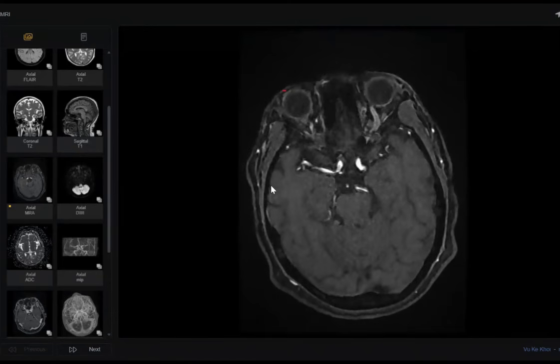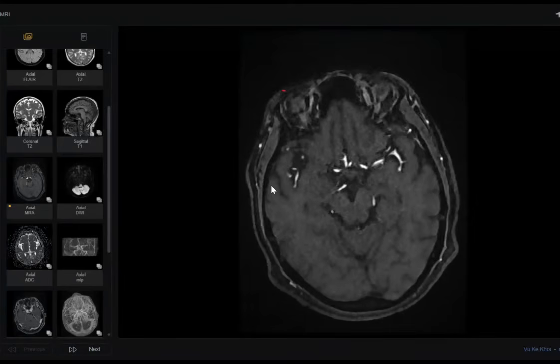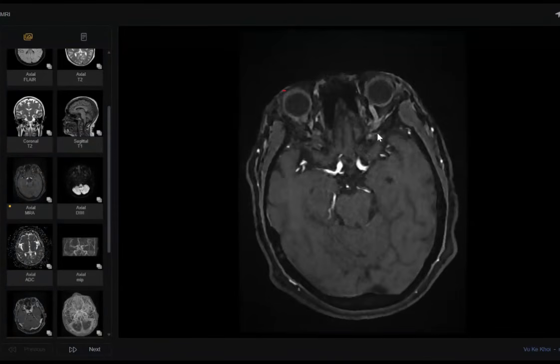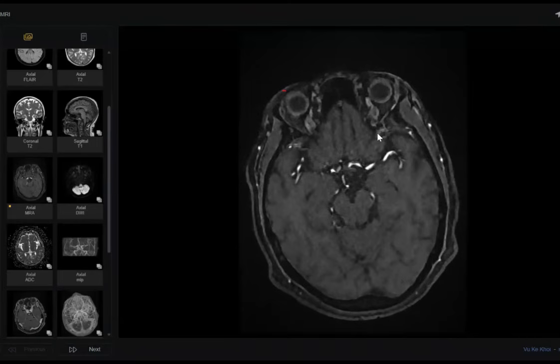The most confusing point here is the superior rectus muscle, this one, I think. It is confusing us with this vein, but the vein is curvilinear. If you look, it is curvilinear, and compare with the contralateral side, this is the superior rectus muscle.